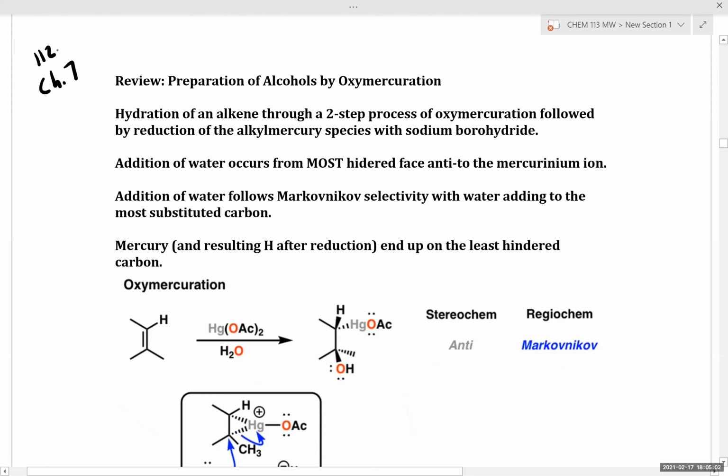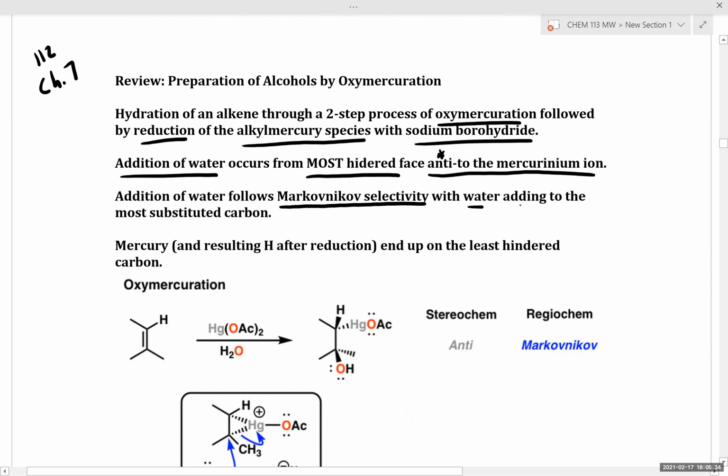So, oxymercuration, besides using mercury, it's a pretty good method to install an alcohol. So oxymercuration is a two-step process where you have oxymercuration followed by reduction of the alkyl mercury species with sodium borohydride. Now, the addition of water occurs from the most hindered face and anti to the mercurinium ion. Addition of water follows Markovnikov selectivity, with water adding to the most substituted carbon.